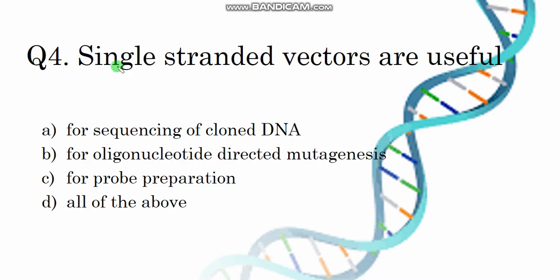Question number 4. Single-stranded vectors are useful: option A, for sequencing of cloned DNA; option B, for oligonucleotide-directed mutagenesis; option C, for probe preparation; option D, all of the above. The single-stranded vectors are M13 and F1. These are filamentous phages that contain single-stranded DNA. So these single-stranded DNA vectors are useful for all of these: for the sequencing of cloned DNA, for oligonucleotide-directed mutagenesis, and for probe preparation.